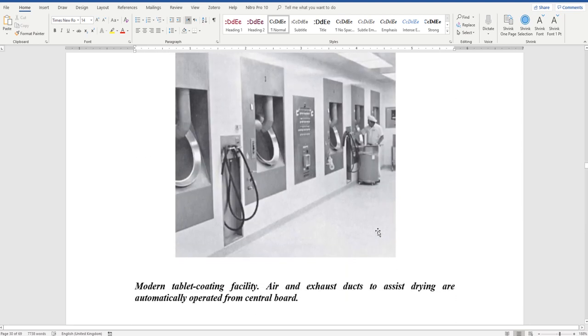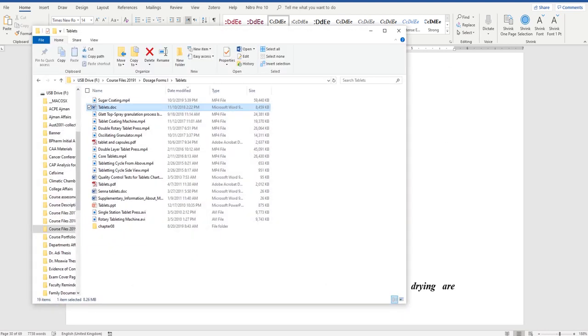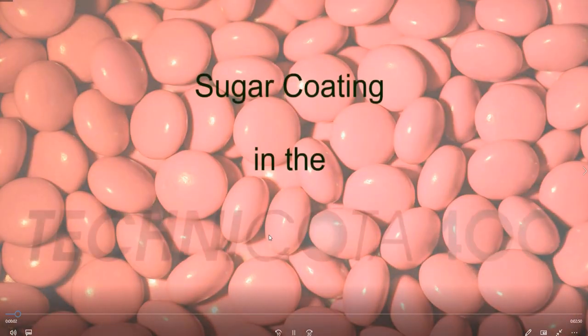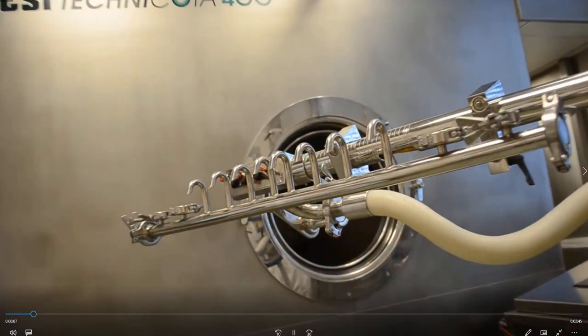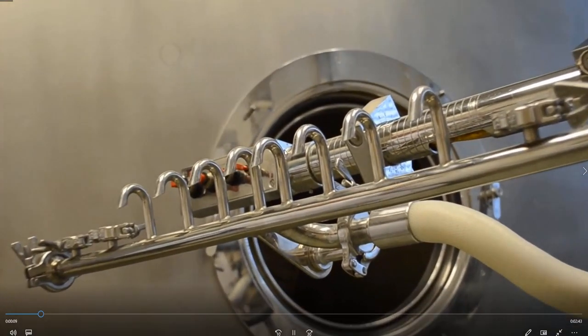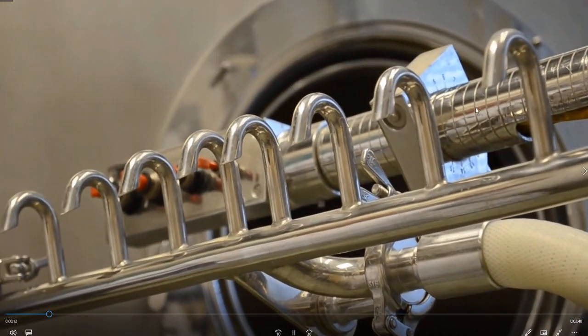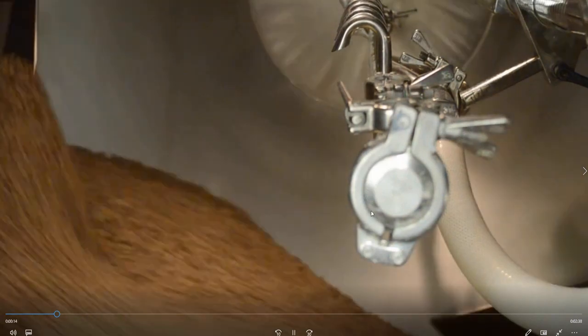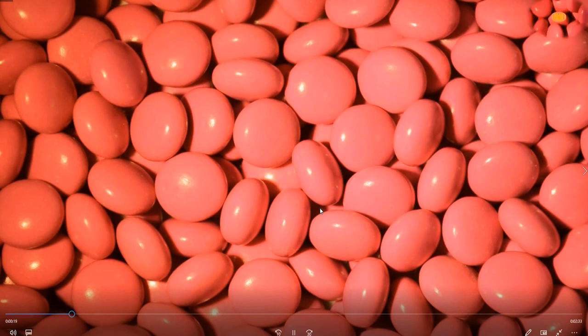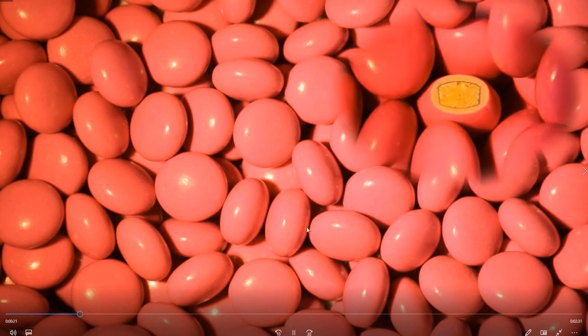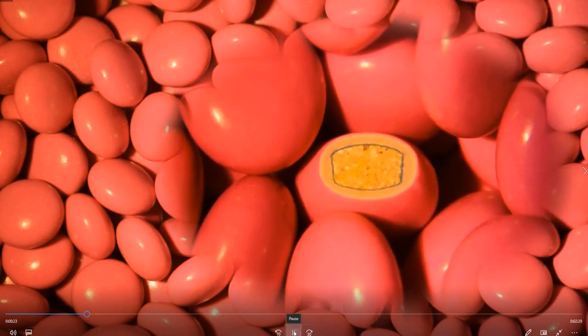Now I want to show you a video showing the process of coating. Look at this video. These are sugar-coated tablets. From these you have the pouring or applying of the solutions or liquids. This is the coating pan. Look here carefully into this figure.